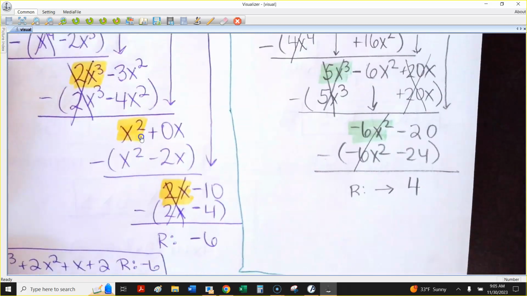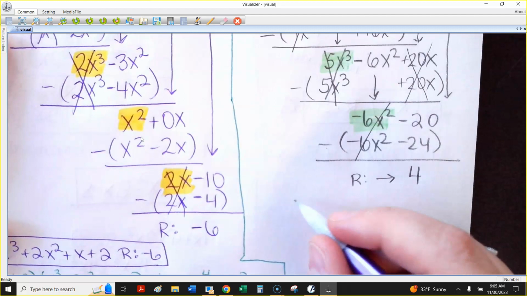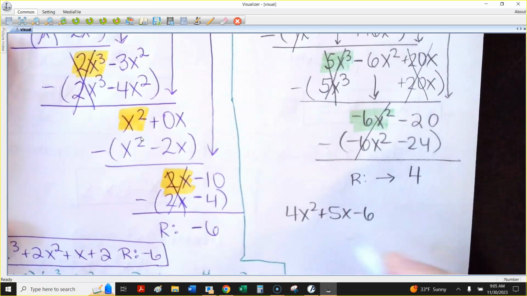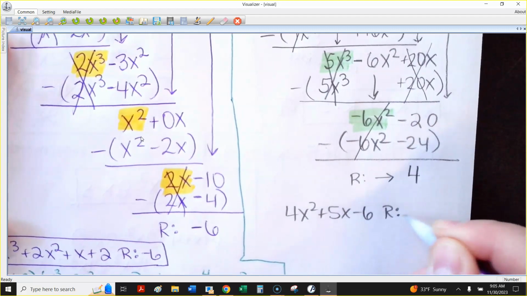So then my actual answer to the question is what you got on the top, the 4x squared plus 5x minus 6, and then it's not a factor because we have a remainder of 4.